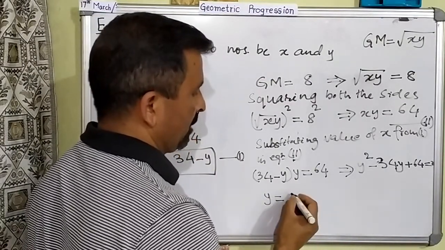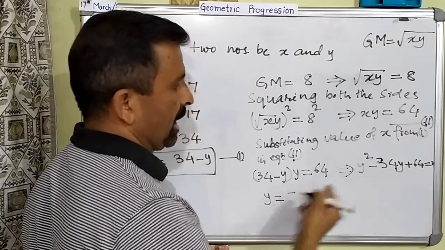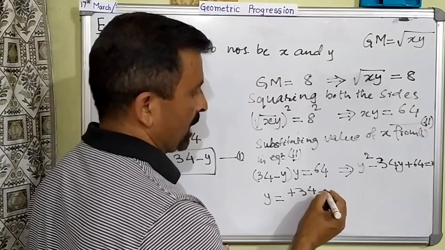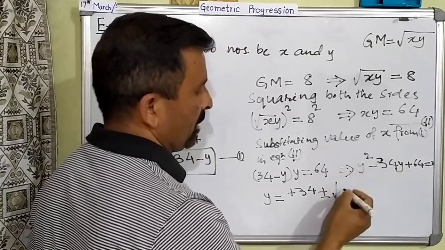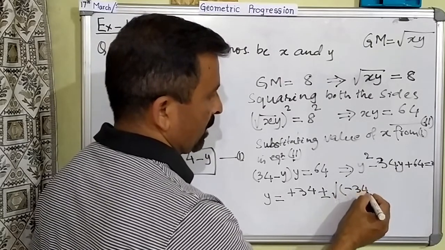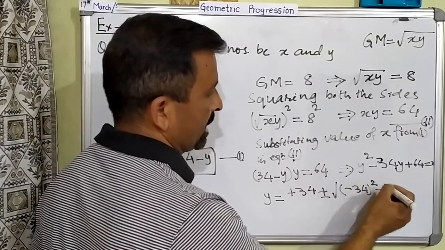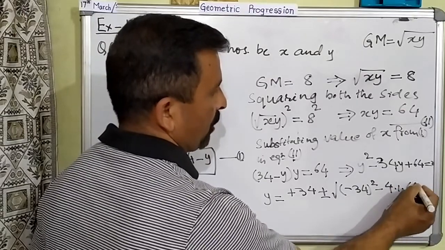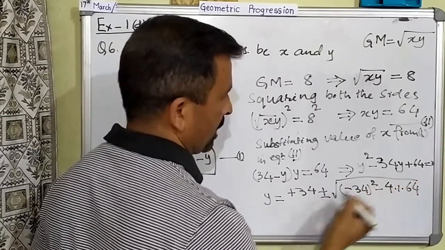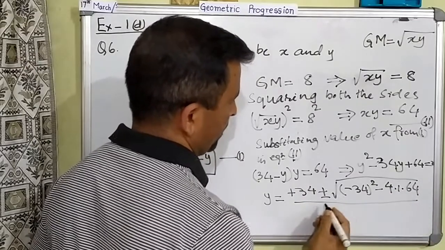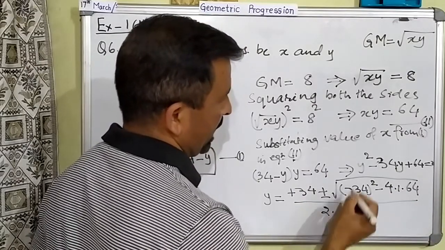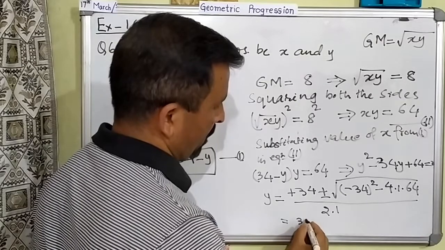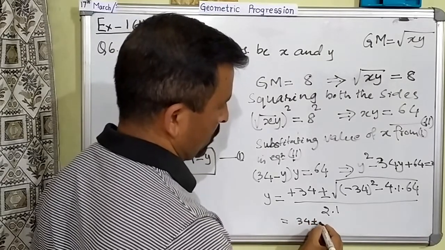Y will be equal to minus b, the minus sign is in the formula, and the coefficient of y is already negative, so this will make it positive. This is 34 plus minus root over the square of minus 34, minus 4ac. Here a is the coefficient of y square, which is 1, and c is 64. Then divided by 2a. 2 into a, the coefficient of y square, which is 1. One more step here.